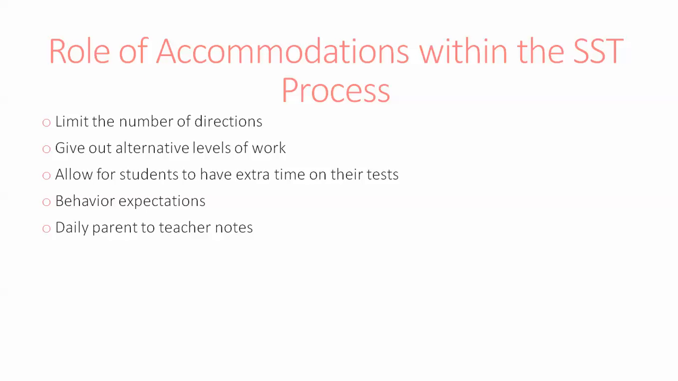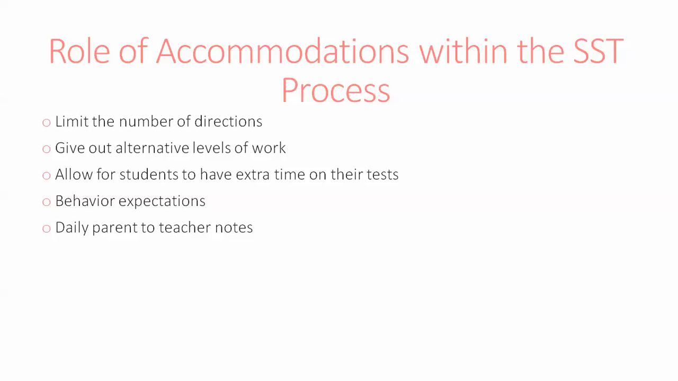There are many ways that parents and teachers can use accommodations during instruction. Here are a few examples. If you need to limit the number of directions that are listed on the assignment, that way it's easier to understand and more likely the students will be able to complete the assignment. Giving out alternative levels for work for those students who are able to complete them quicker than others.